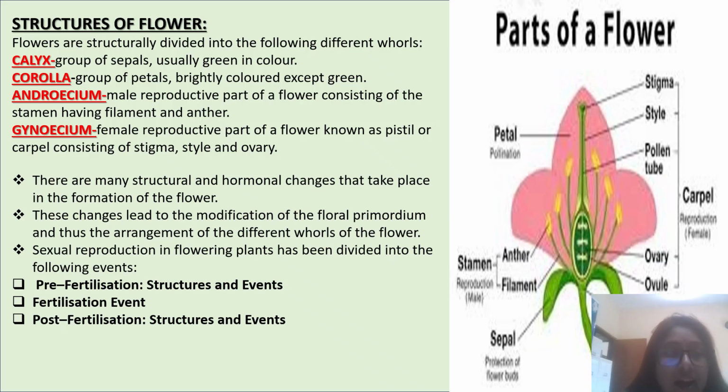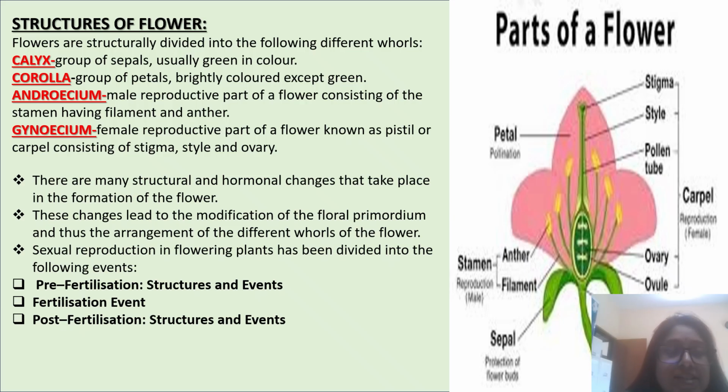Androecium. Androecium is the male reproductive part of a flower consisting of the stamen having filament and anther. Next, gynoecium. The female reproductive part of a flower, known as pistil or carpel, consisting of stigma, style and ovary.